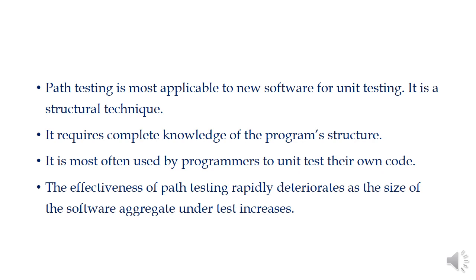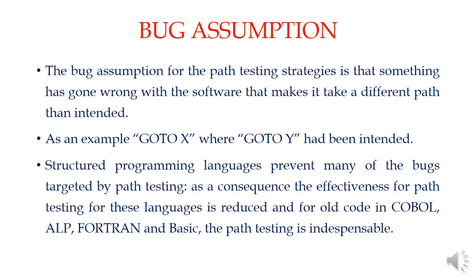The effectiveness of path testing rapidly deteriorates as the size of the software aggregate under test increases. Assumption, for example, go to X where go to Y has been intended. Structured programming prevents many of the bugs. As a consequence, the effectiveness is reduced in languages like COBOL, ALP, Fortran and Basic. The path testing is indispensable.